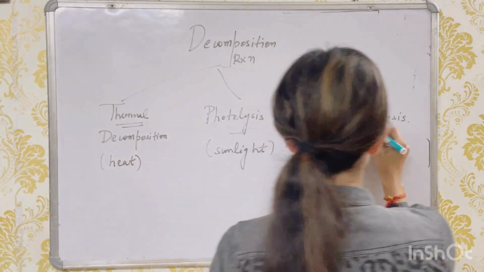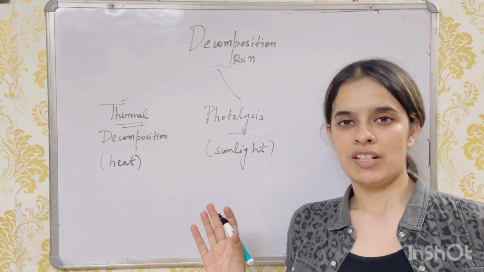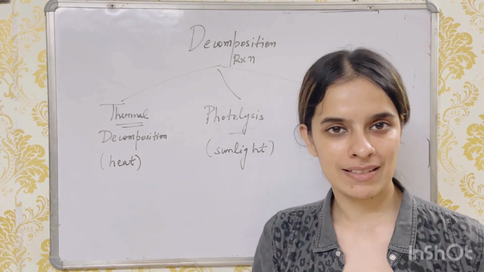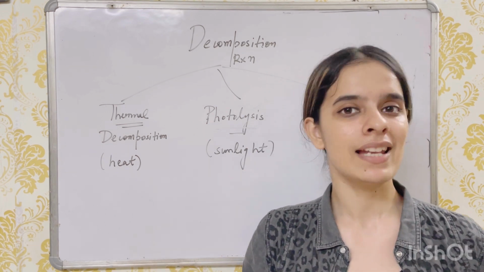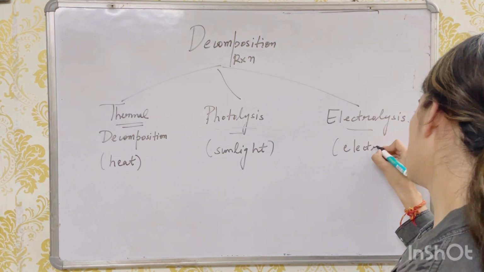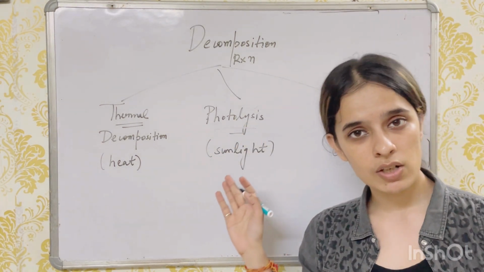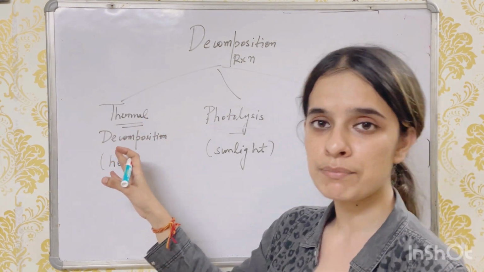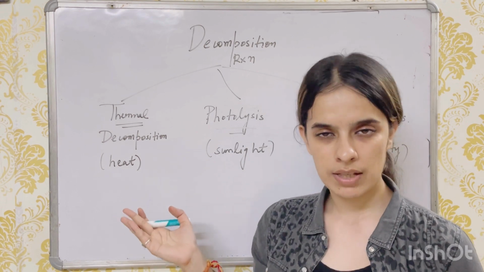Next is electrolysis. Electrolysis means there must be some connection of electricity. So there must be some passage of electricity, or this reaction must be occurring when you are supplying the electricity, right? So this reaction happens in the presence of electricity. So these are all the three types of decomposition reaction. One is thermal decomposition, then photolysis or photolytic decomposition, you can say.